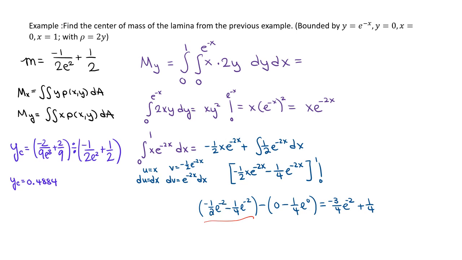Negative 1/2 e to the negative 2 minus 1/4 e to the negative 2. And then I'll plug in 0. So I end up getting just 0 minus 1/4. And then I'm going to go ahead and subtract those. And so hopefully I haven't made any mistakes yet. This is what I got: negative 3/4 e to the negative 2 plus 1/4. This is my moment of mass with respect to the y-axis.